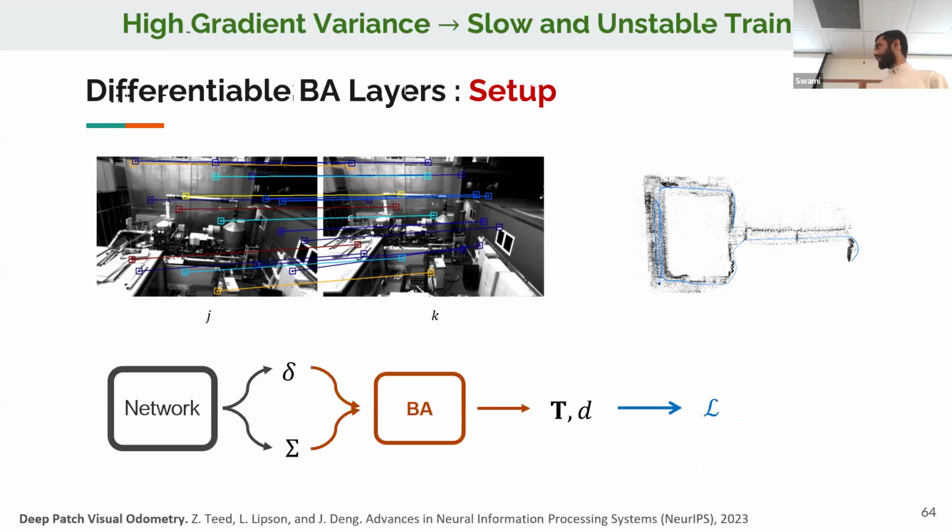Specifically, we'll look at one recent paper which used a pipeline like this, called DPVO, where we have a neural net taking these observations as input, predicting these confidences and correspondences or flows across frames, and feeding them to a bundle adjustment layer to predict poses and depths. Then we use the losses that you saw earlier to differentiate through this pipeline to learn the network parameters.